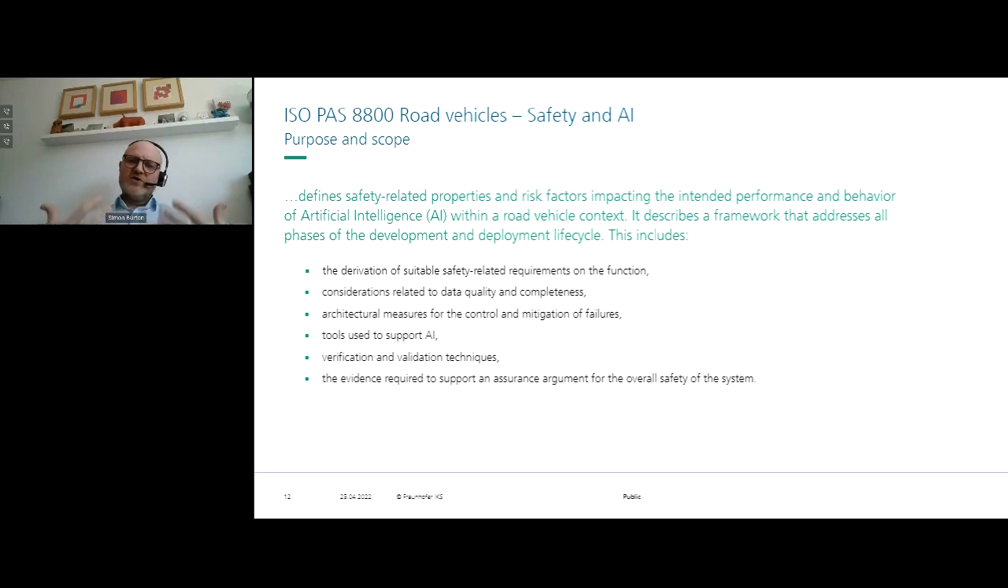The slides shouldn't be interpreted as this is what you should expect to be in the standard once it's released at the end of next year, but they give an insight into the sort of things we're discussing at the moment. And this slide is actually the official purpose and scope of the standard, and what you can see here is we're addressing the entire life cycle of the development of an AI-based function, from the definition of safety-related properties, considerations related to the data we use to train and test a function, through to architectural measures for integrating the function, as well as obviously tests and assessment properties.